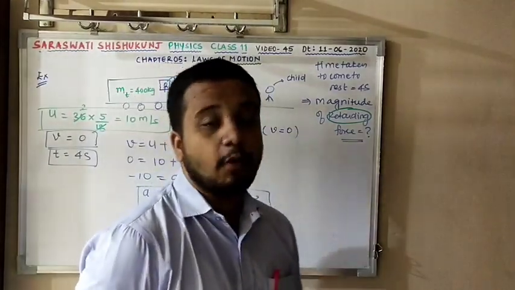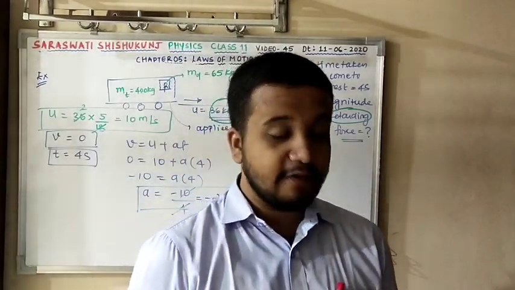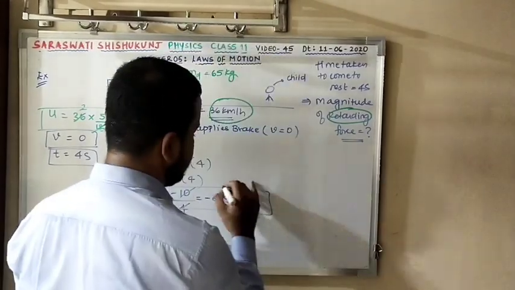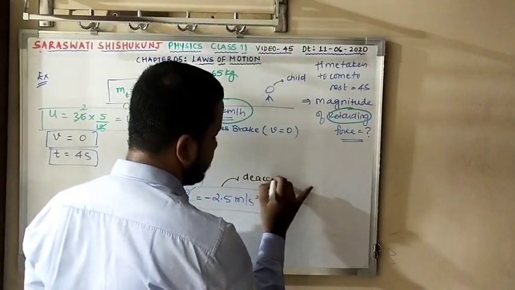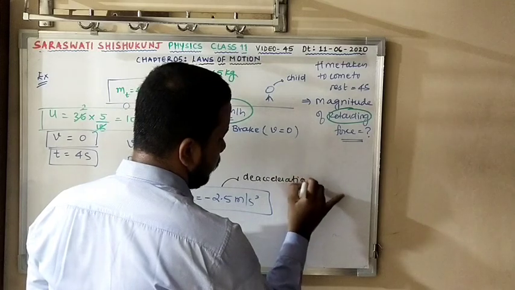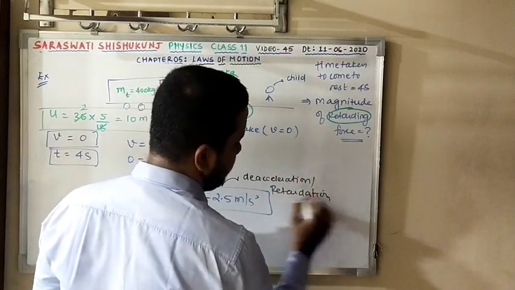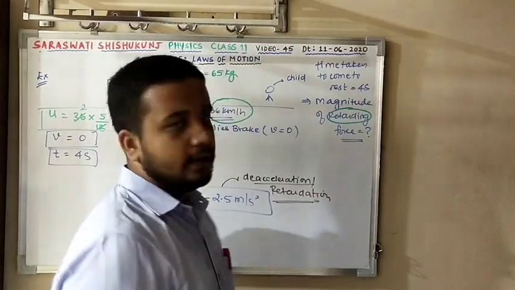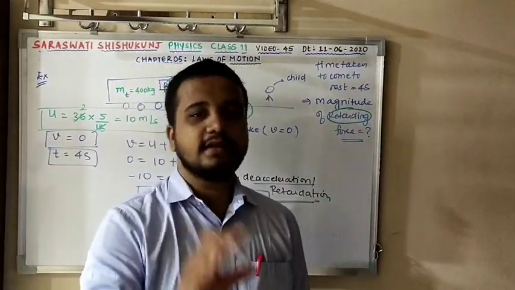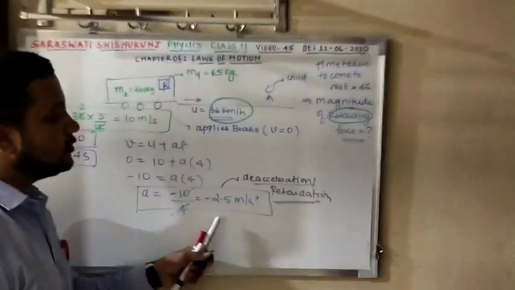Acceleration negative means what? As I have already told you, it is retardation or deceleration. Why is it retardation? Because brakes are applied. Clear? Speed reduces, so acceleration is negative. Till this clear? Minus 2.5.